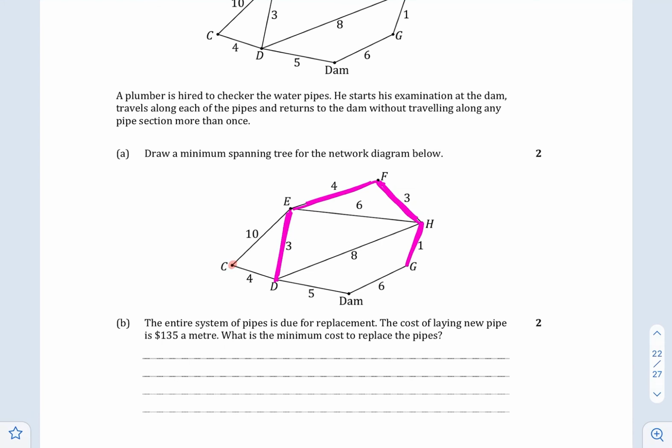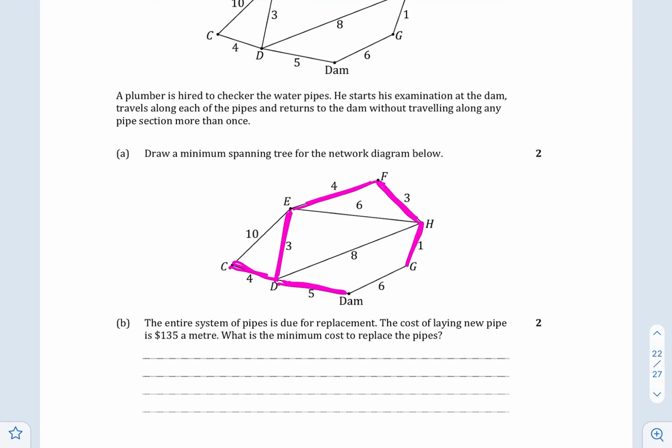Now how can we connect to C in the shortest way? We can either do 10 or 4. Well, 4 is definitely the shortest there. And then how can we connect to the dam in the shortest way? Is it the 6 or the 5? It's going to be the 5.